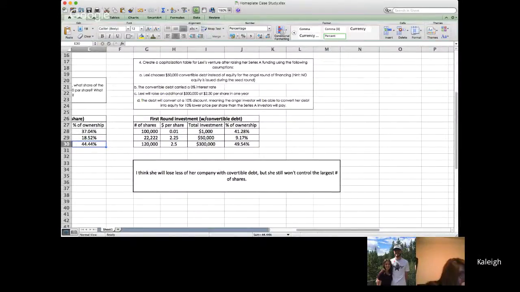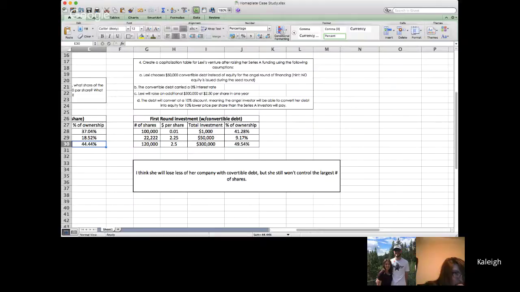Then we have: create a table for Lexi's venture after raising her Series A funding using the following assumptions. She chooses 50,000 convertible debt instead of equity for the Angel round of financing. The convertible debt carried a 0% interest. Lexi will raise an additional 300,000 at $2.50 per share in 1 year. The debt will convert at a 10% discount, meaning the angel investor will be able to convert her debt into equity for a 10% lower price per share than the Series A investor will pay.